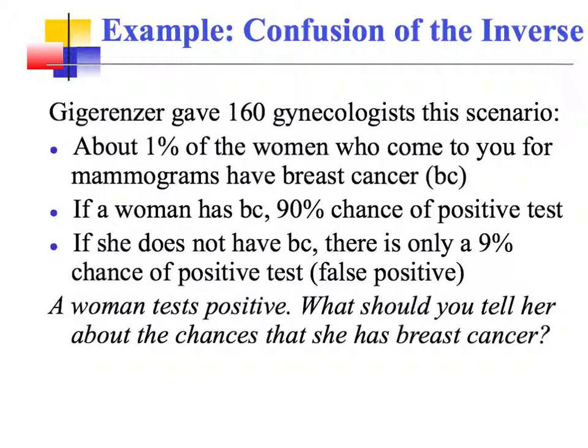This next problem is an example of the type of probability problem you'll have on your homework, and also an example of a probability problem a lot of people get wrong. This research was done with gynecologists. About 1% of women who come for mammograms have breast cancer. If a woman has breast cancer, there's a 90% chance that they'll have a positive test. If they don't have breast cancer, there's only a 9% chance of a positive test. That's called a false positive. The question given to the gynecologists was, if a woman tests positive, what should you tell her about the chances she has breast cancer?